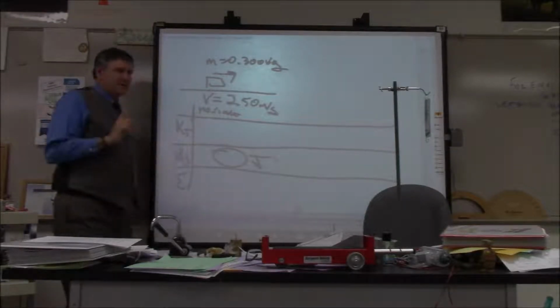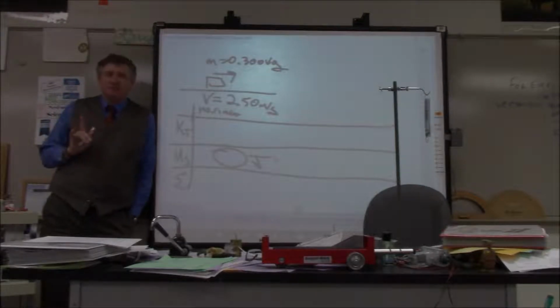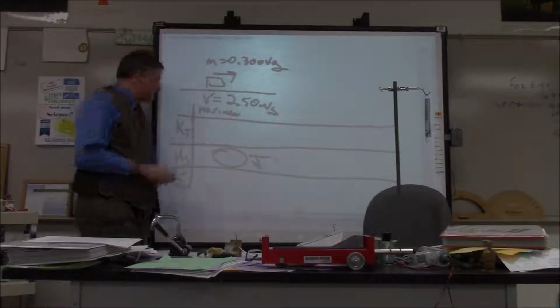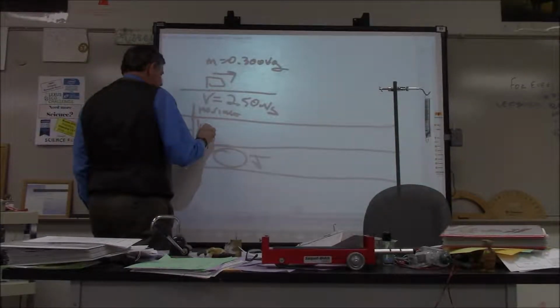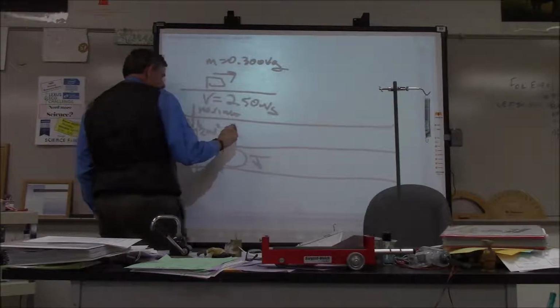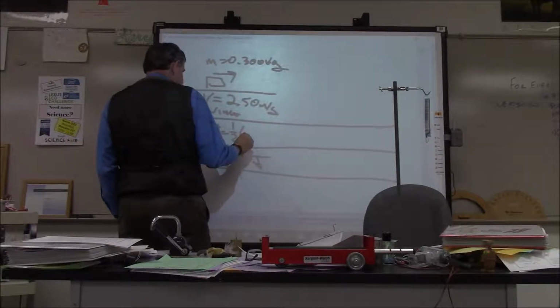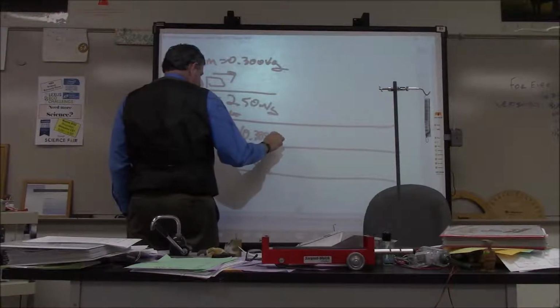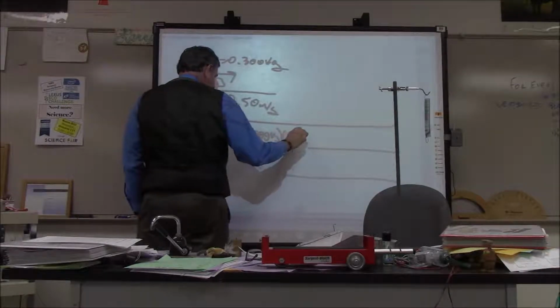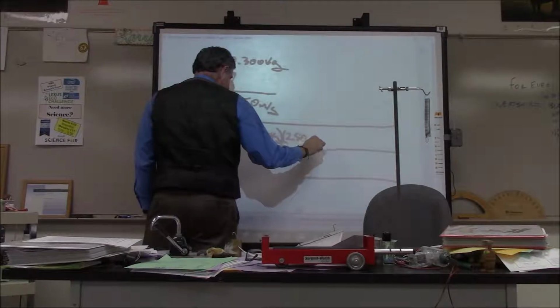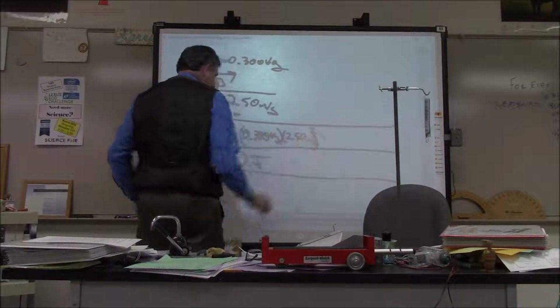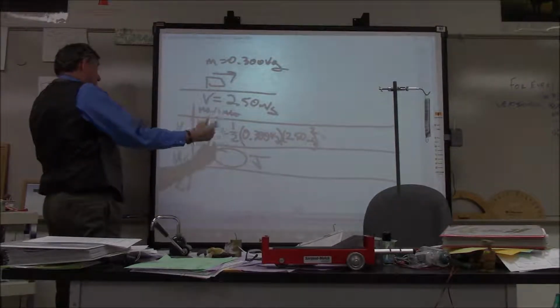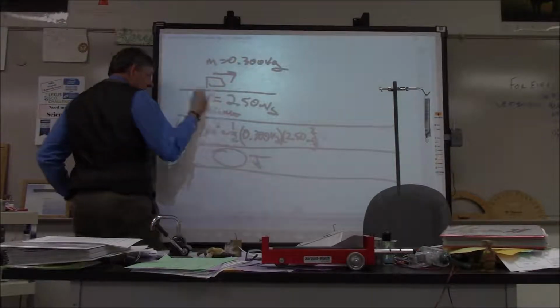So here's the deal. Do I have enough information to calculate the kinetic energy of the moving object? Yes. Logan, how can I do that? 1/2 mv squared. Yeah. So this is going to be 1/2 mv squared. Okay, no worries there. So this is going to be 1/2. I got a mass of 0.3 kilograms, and it's moving at 2.5 meters per second. That's going to get squared. Don't forget to square the 2.5. So what do you get?